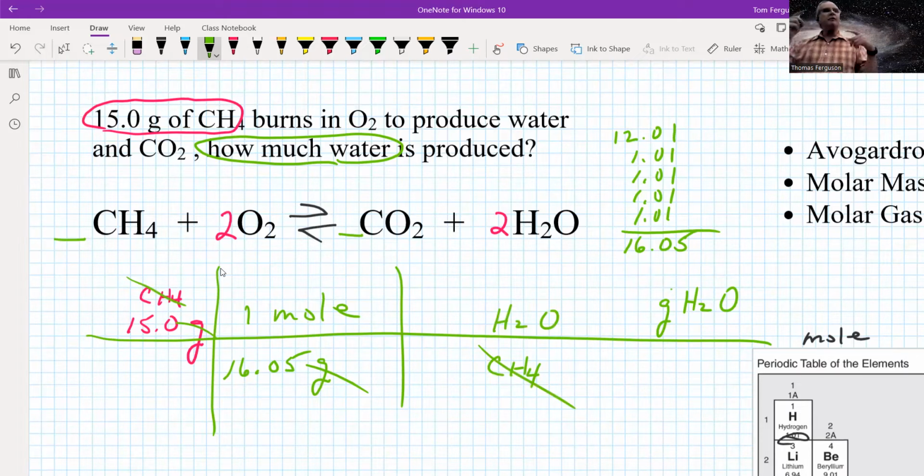So now we take the coefficient ratio. Okay, water is 2, methane is 1. So now we have moles of water. We want grams of water. So that's going to go from moles to grams.